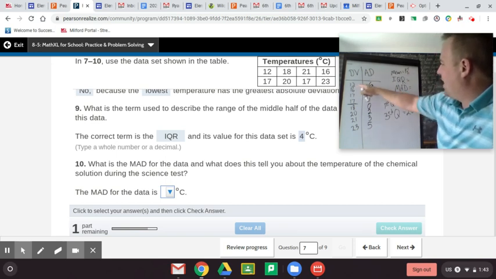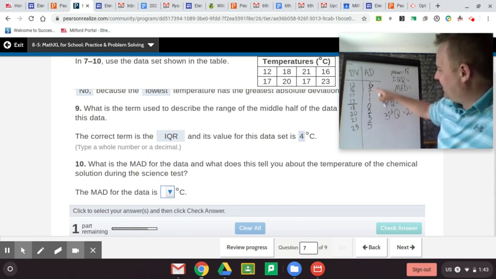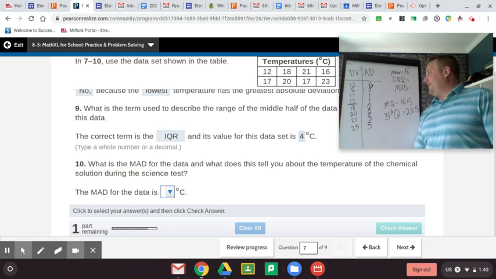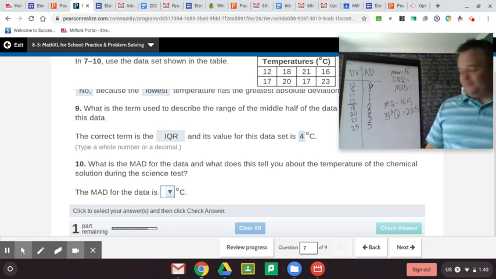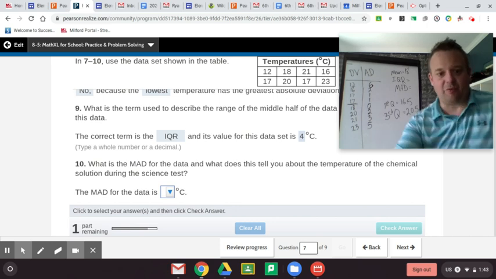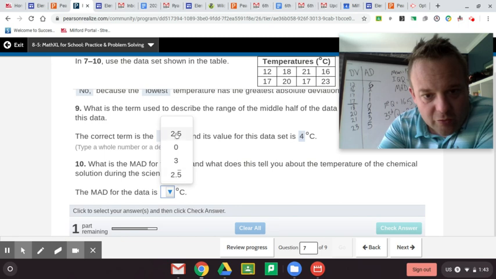So 18 to 12 is 6. Did you guys catch that first time you saw that? My bad on that. I was rushing through it. But as you can see, there's a lot of room for error in this lesson. So now I have 20 divided by 8, which is 2.5 for the MAD. So 2.5.